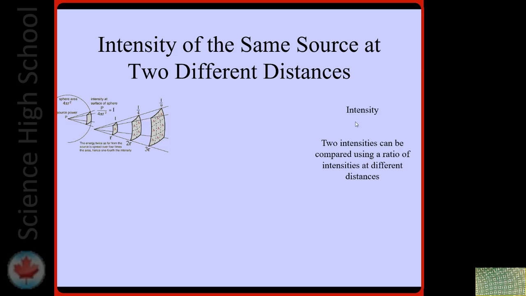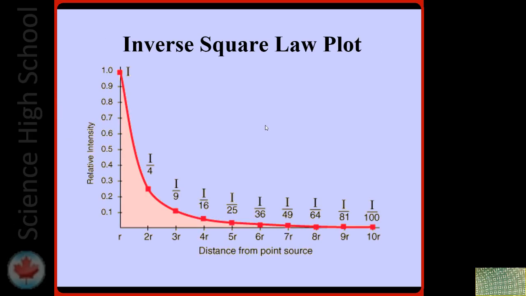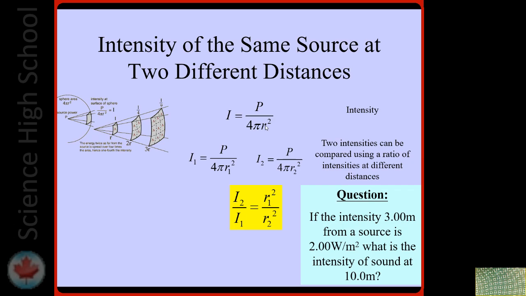So, intensity of the same source at 2 different distances. We might want to compare 2 different intensities. And if we were to do that, we could do a little bit of math like this.